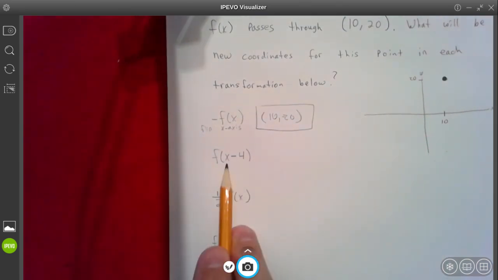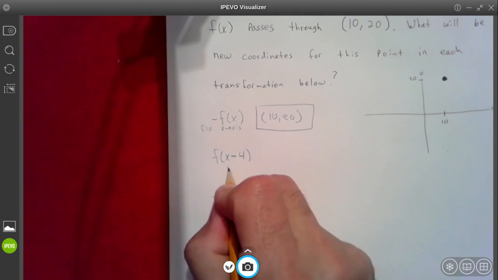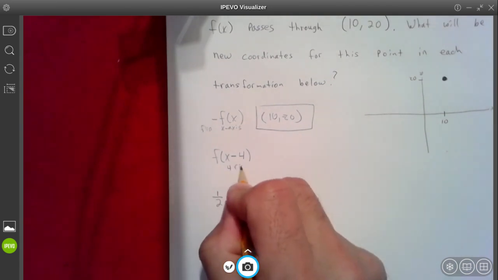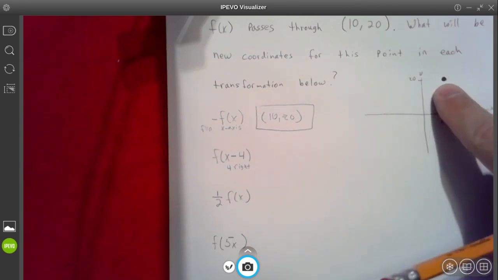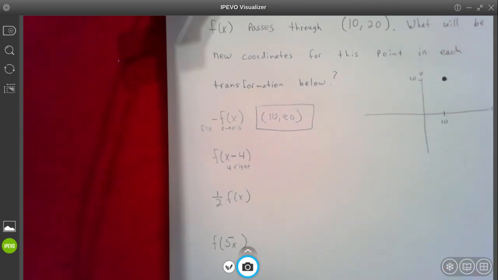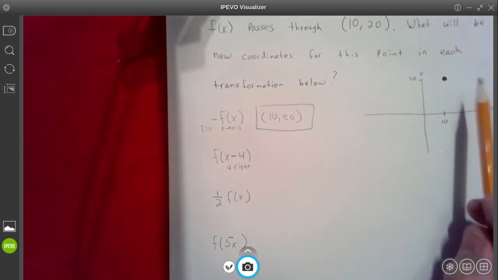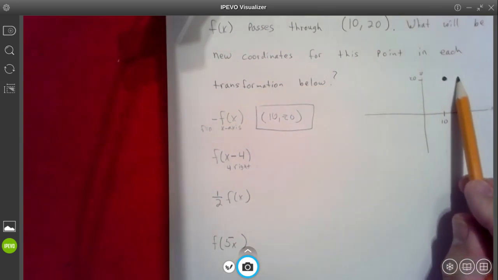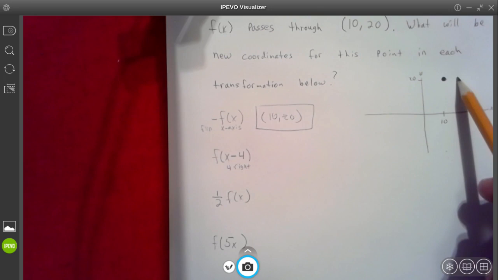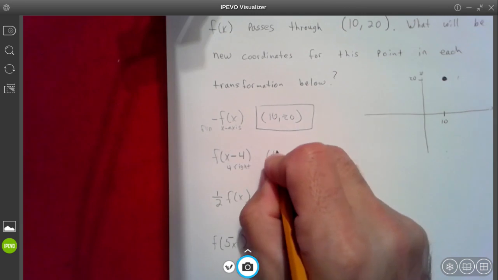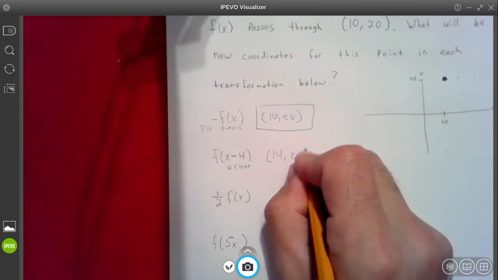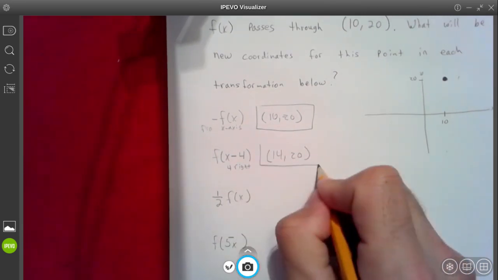On this one, f of x minus 4, this is a transformation 4 units to the right. So think about what the coordinates of that point will be if we moved it 4 to the right. Right, it would still have the same y value, but its x value would be at a 14 instead of a 10. Okay. So the coordinates would be 14, comma 20.